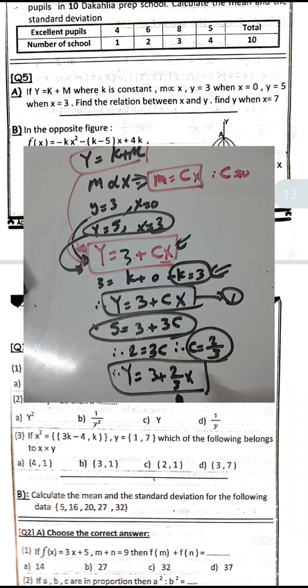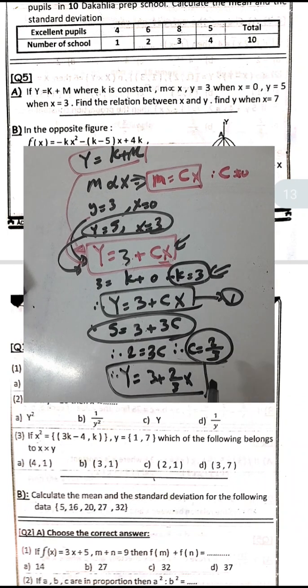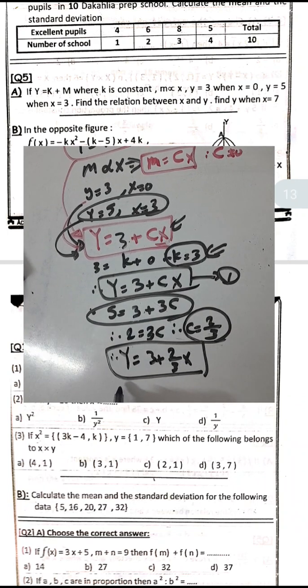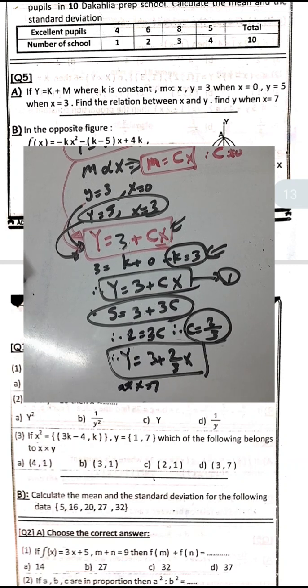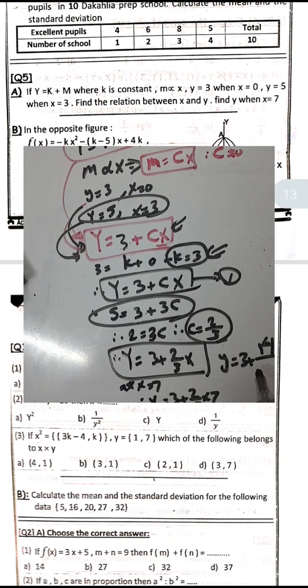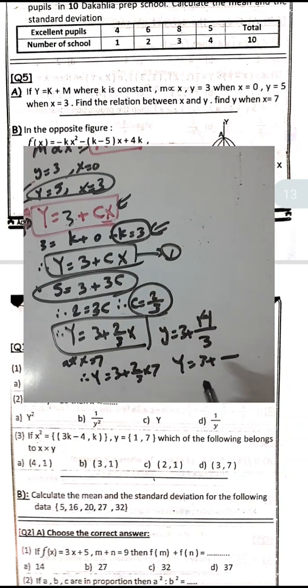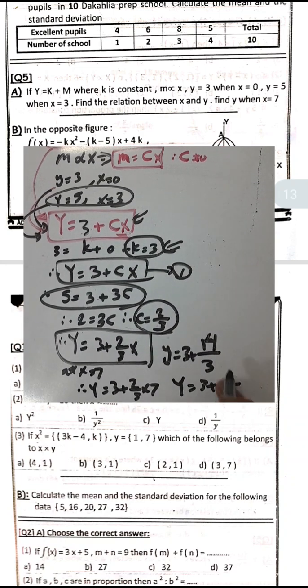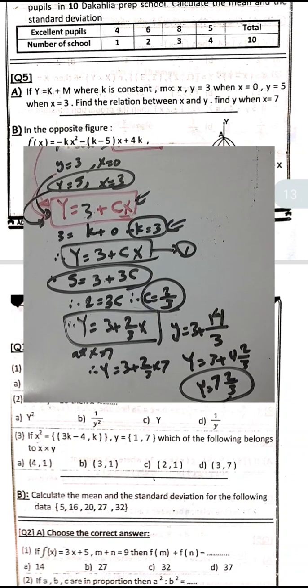And then you want to find y when x equals 7. Put x equals 7 here, then y equals 3 plus 2 times 7 over 3, then y equals 3 plus 14 over 3. We can simplify it: write 3 outside, 3 times 4 equals 12, and the remainder 2, the result will be 7 and 2 over 3. It's the value of y.